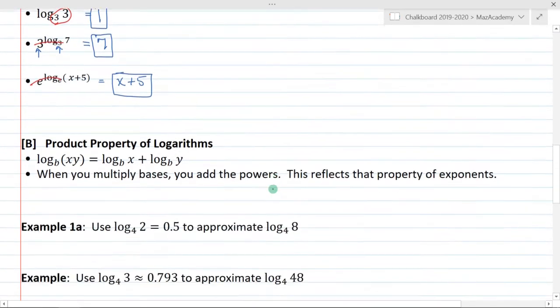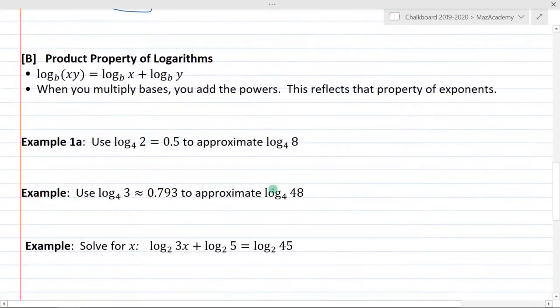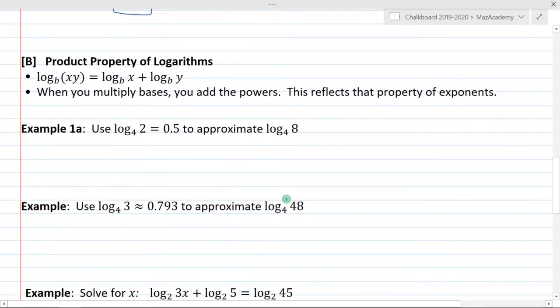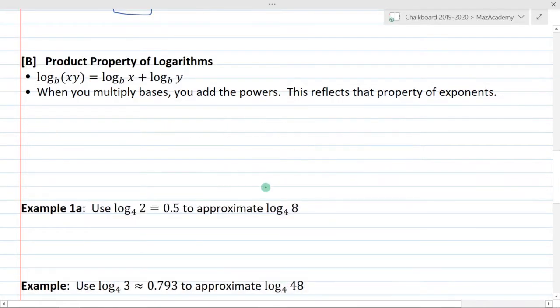Let's go on to the next thing called the product property of logarithms. The best way to explain this is to talk about what happens when you multiply two things of the same base. So let's say you're multiplying x to the 5th times x to the 3rd. What do you do with the powers? What you do with the powers is that you add them, right?